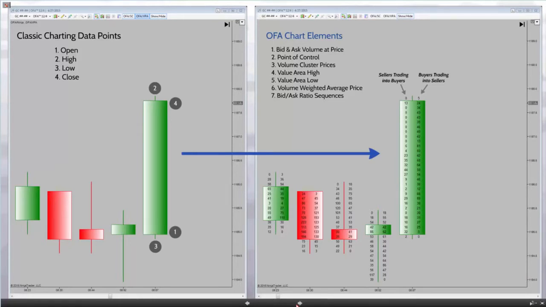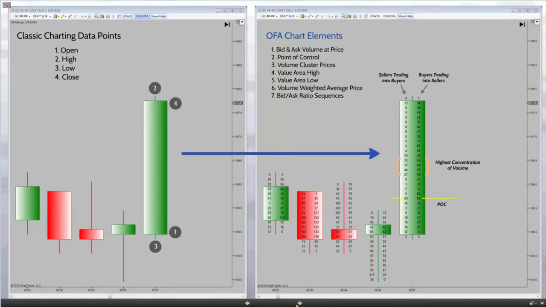Then we have the point of control, which is the single price at which the most volume in a period has been traded. I marked it in yellow on the screen here. Much more critical than the point of control is the volume cluster. This is a sequence of 2 to 4 prices that holds the largest concentration of volume. Notice in this case, the point of control is not even part of the volume cluster. A series of prices with a high concentration is much more critical to see than just one single outlier. We're going to be spending some time on this particular one today, so we'll get through it.